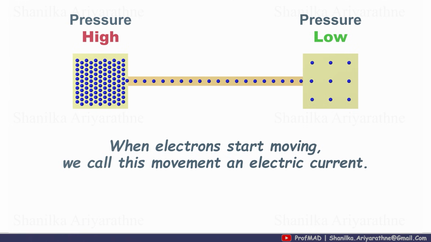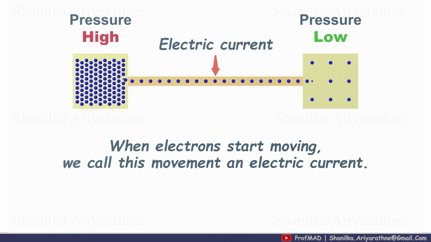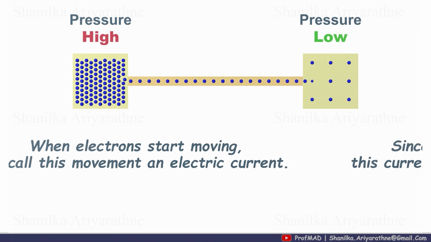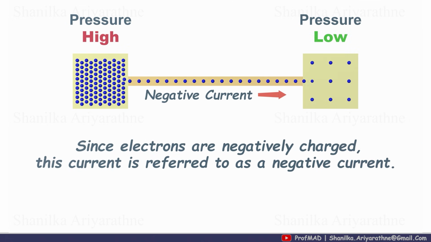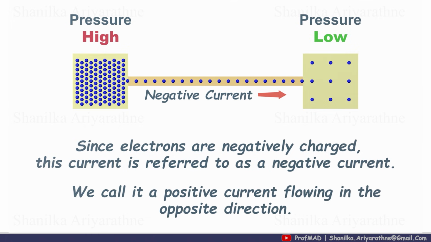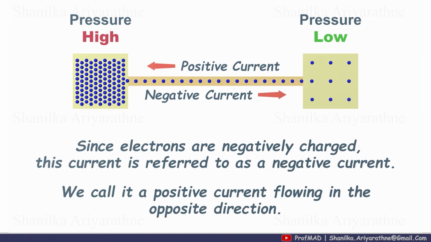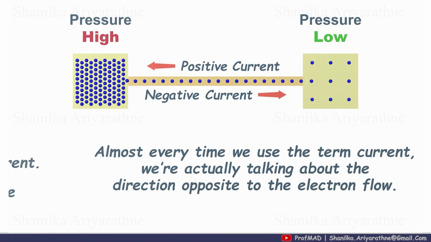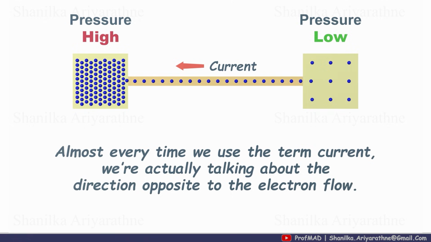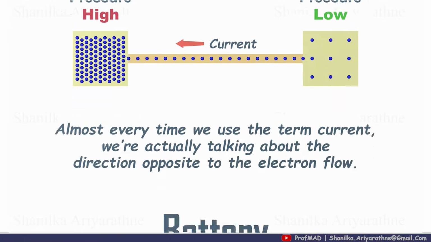And once those electrons start moving because of that voltage, that movement is called an electric current. Now, here's the funny part. Since electrons are negatively charged, they actually flow in the negative direction. But we humans don't like negative things, so by convention, we simply call it a positive current flowing in the opposite direction. So whenever you hear current, just remember it's the positive way of describing the movement of those tiny negative electrons. So now that we have a basic idea about voltage and current, let's talk about the battery.